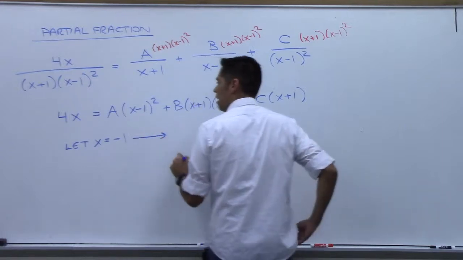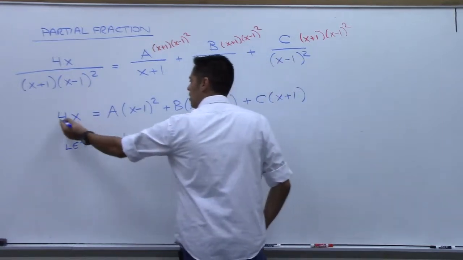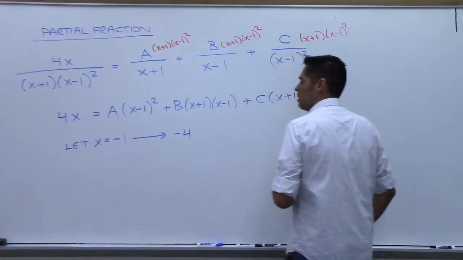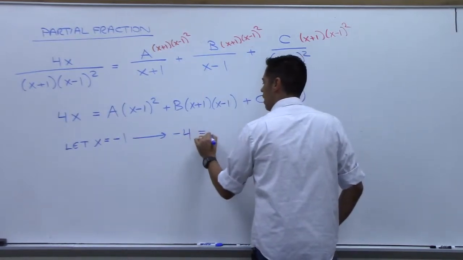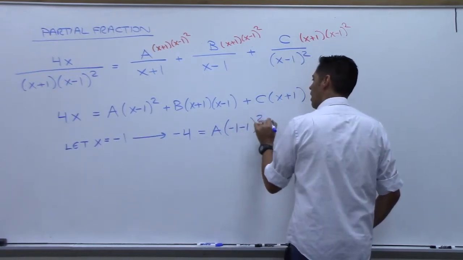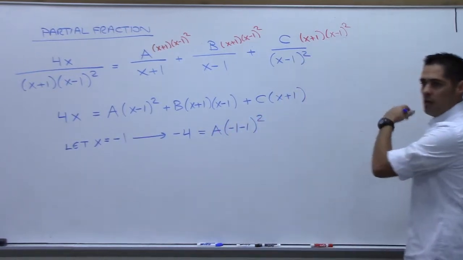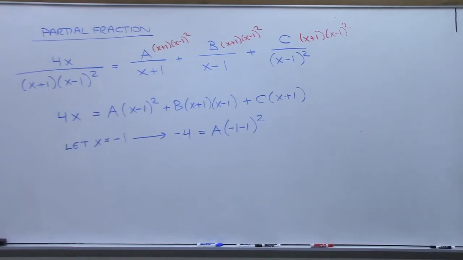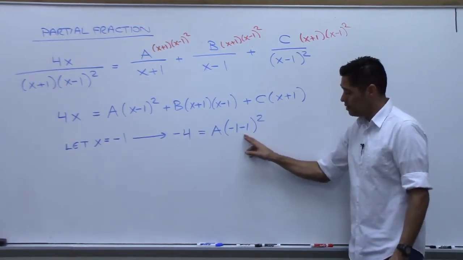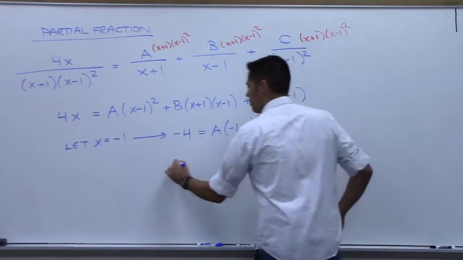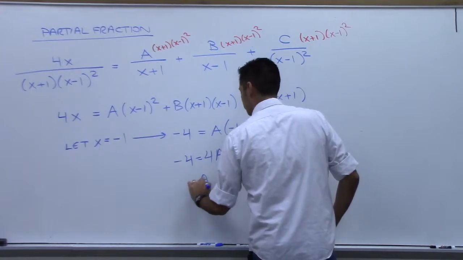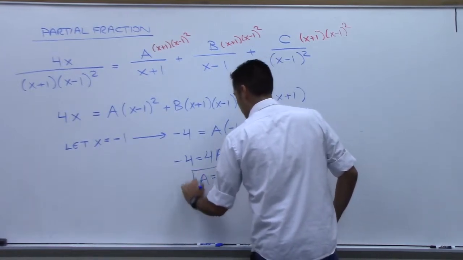Let's rewrite everything. We get -4 equals a times (-1 minus 1) squared. And then everything else is gone, isn't it? -1 minus 1 is -2, and then square it, so you get 4. So -4 equals 4a. So a is -1. Hey, that's not bad.